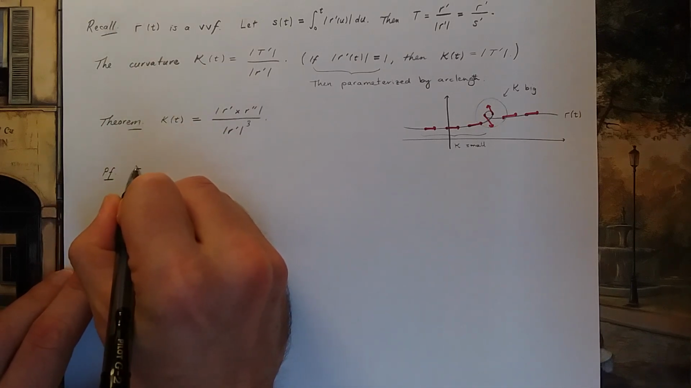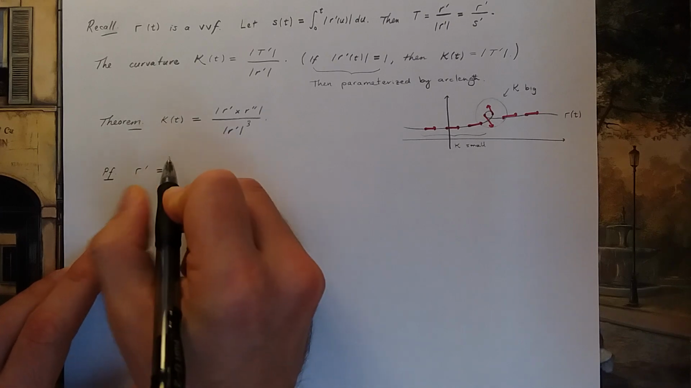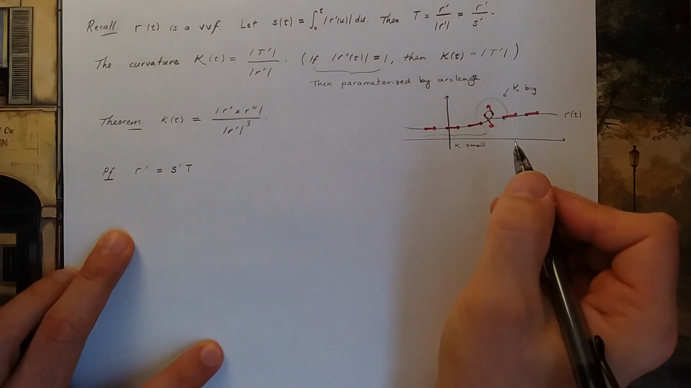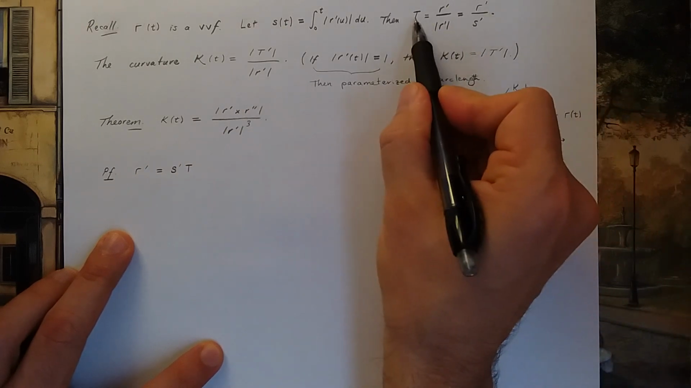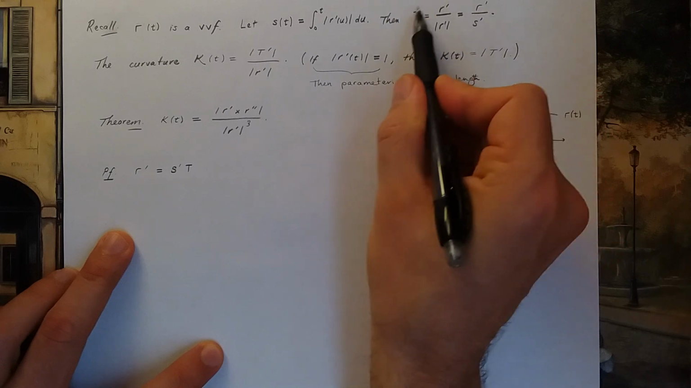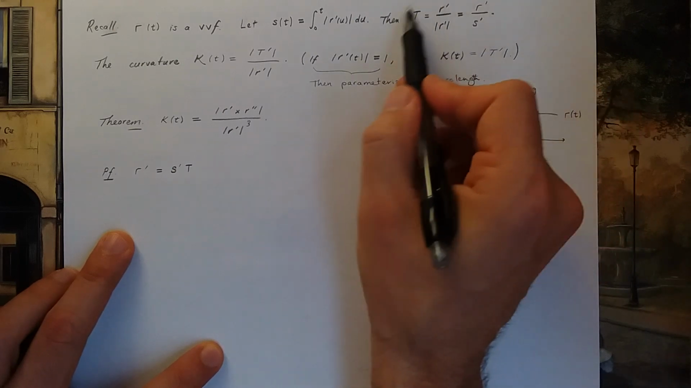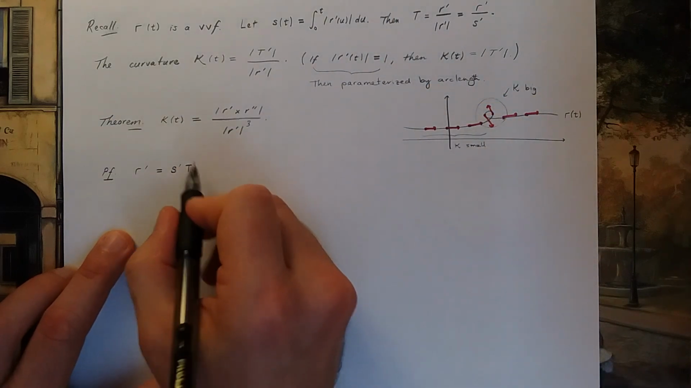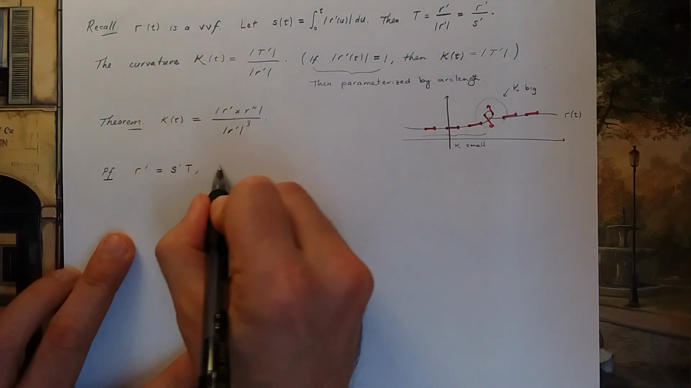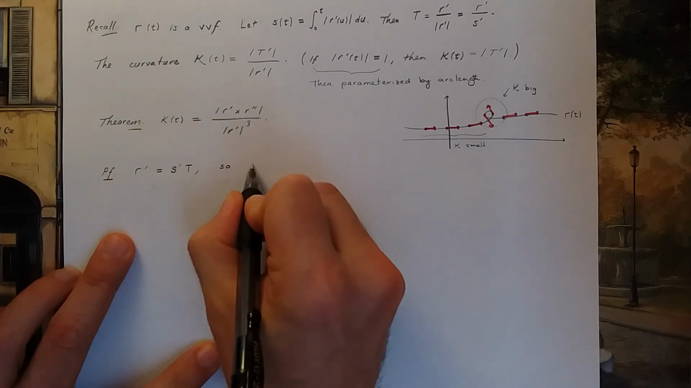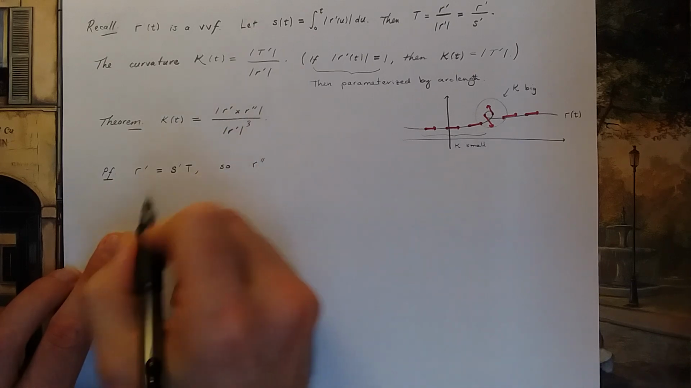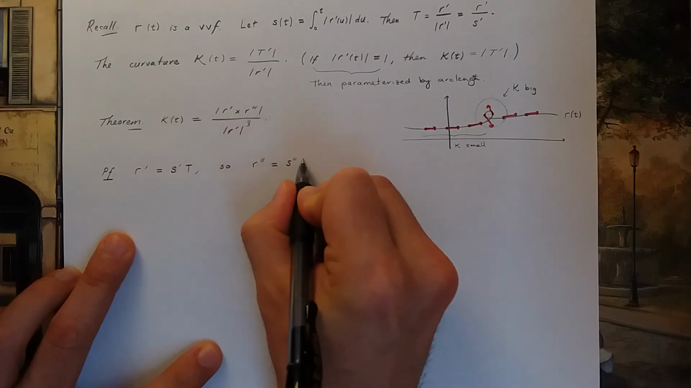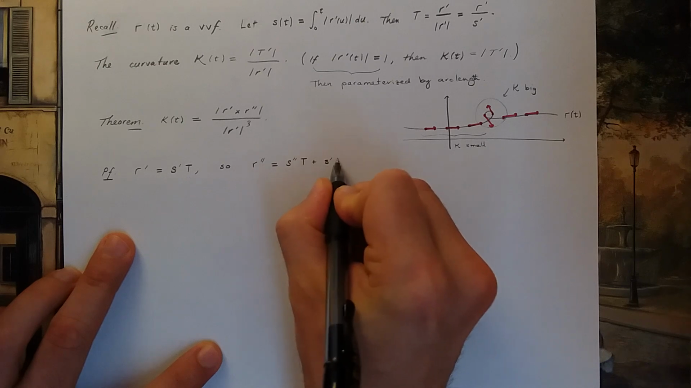First of all, we have that r prime is equal to s prime times T. That's what we have right over here. So I could just take this definition of the unit tangent vector, multiply both sides by s prime, and we've got this relationship. So, taking the derivative of both sides, I get r double prime, using the product rule, is s double prime T plus s prime T prime.